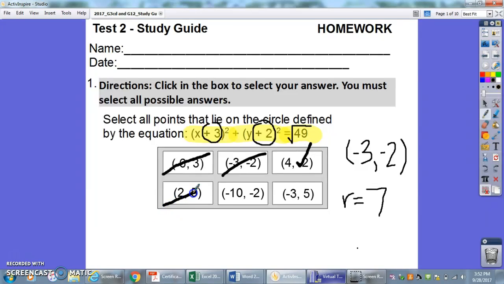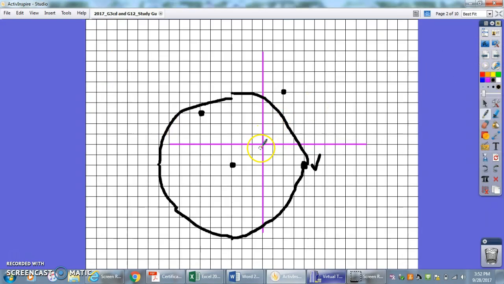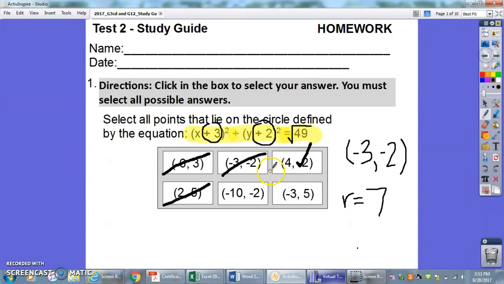Alright, next is negative 10, negative 2. So 3, 6, 9, negative 10, again, one of those primary points. Yep, that is on the circle. And then last but not least, negative 3, 5.